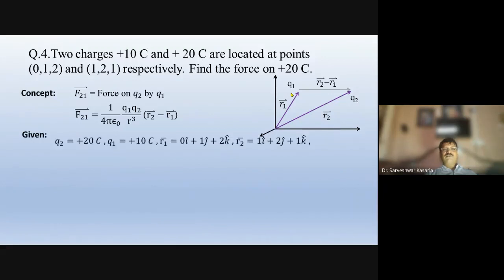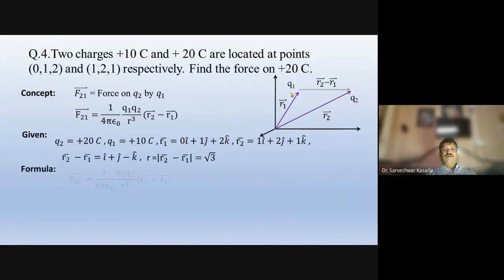Here q1 is given as plus 10 coulomb, q2 is given as plus 20 coulomb, r1 is j plus 2k, and r2 is given as i plus 2j plus k. So r2 minus r1 will be simply i plus j minus k. It is a simple vector subtraction, and the magnitude of vector r2 minus r1 is square root of 3.